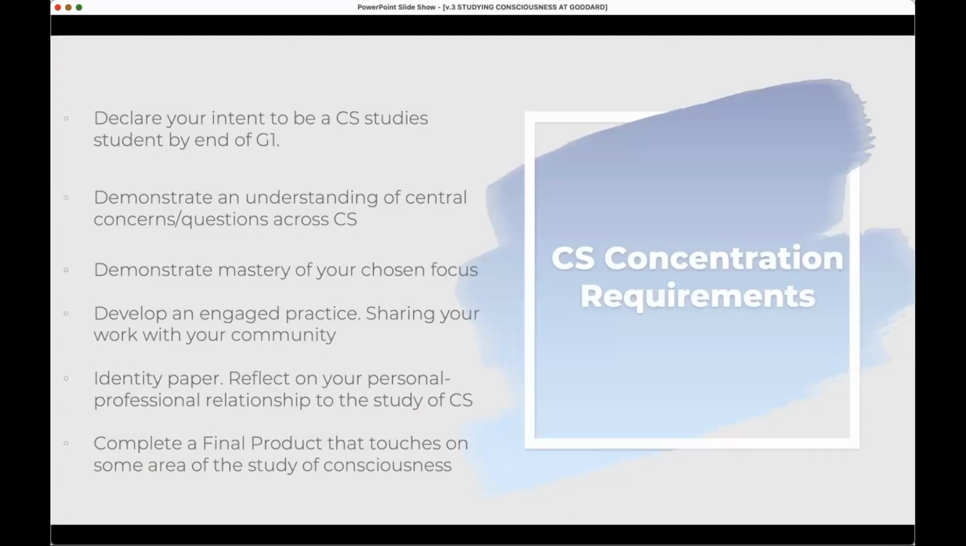in order to successfully complete your studies here in GGI with a consciousness studies designation on your transcript, you will need to declare your intent to be a consciousness studies student by the end of your G1 semester, demonstrate an understanding of central concerns and questions across consciousness studies, demonstrate mastery of your chosen focus, and develop an engaged practice, which means sharing your work with your community in some way, and that can be long-term or short-term, and you can discuss what this might look like with your advisor and with me and so forth. You will need to write an identity paper in which you reflect upon your personal professional relationship to the study of consciousness. And then finally, complete a final product that touches on some area of the study of consciousness.